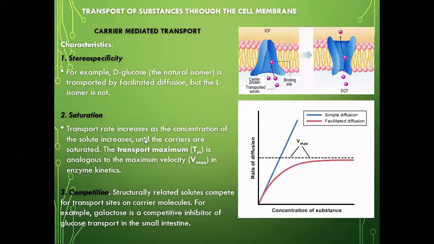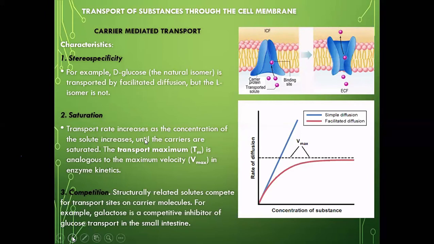Competition. There is competition in carrier-mediated transport. They compete for transport sites on the carrier protein, especially if they are structurally related. For example, galactose is a competitive inhibitor of glucose transport in the small intestine. So food with plenty of galactose will compete for glucose.